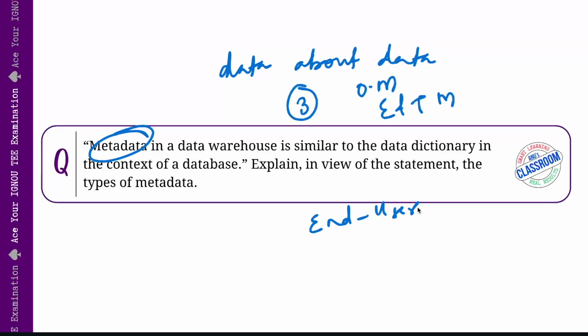So, in summary, metadata in a data warehouse is crucial for understanding, managing, and using data effectively. And just as a data dictionary guides developers working with a database, metadata guides both the technical team and the business users in a data warehouse environment. And without this metadata, navigating a data warehouse would be like trying to cook without a recipe or ingredients list.